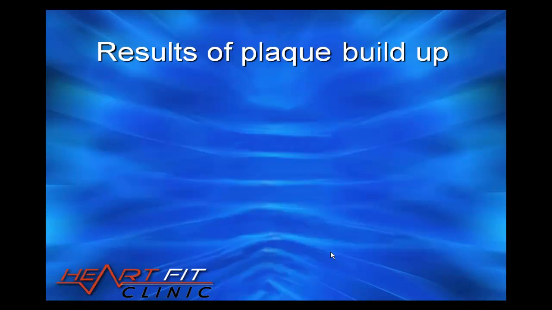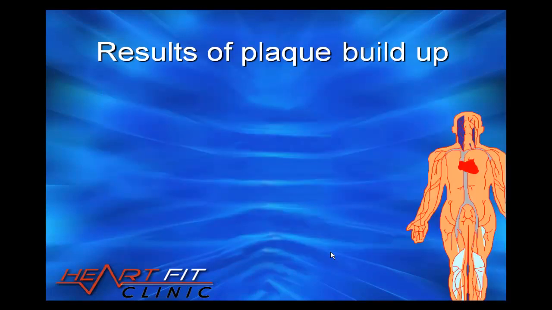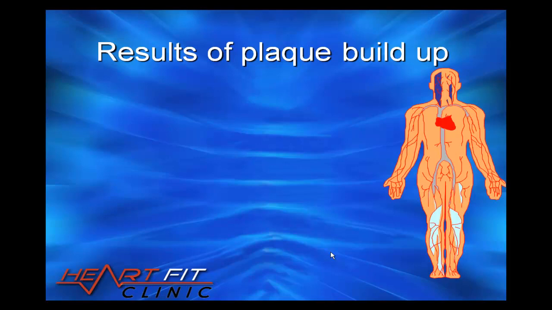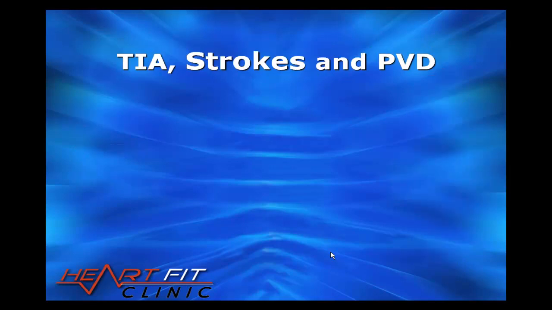So the results of plaque buildup can affect your heart, causing, of course, a heart attack. It can also affect the brain, causing a stroke, or even the legs, what we call peripheral vascular disease. So, as said, this can occur in any artery in the body. And of course, if it's going to the brain, then you can end up with a stroke. And if it has happened in the legs, then you can end up with what we call peripheral vascular disease.